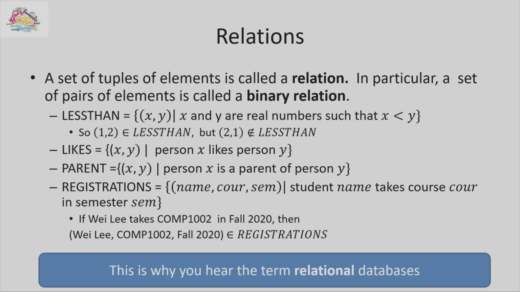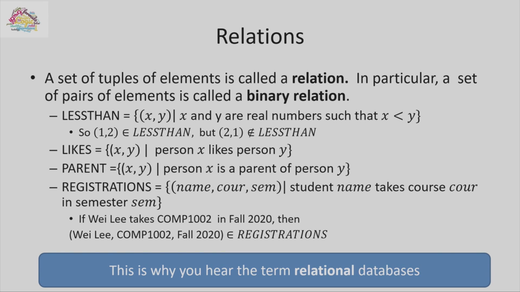And here is another example which is closer to computer science. Likes and parents, well, they also come up a lot, but they have less of computer science flavor as this one. Let's define a relation registrations which has triples of things. The first thing would be a name, second would be the name of a course, and the third one would be the name of the semester. And let's have in registrations all such triples such that the first element is the name of a student who takes the course, named by the second element, in the semester, which is the third element.